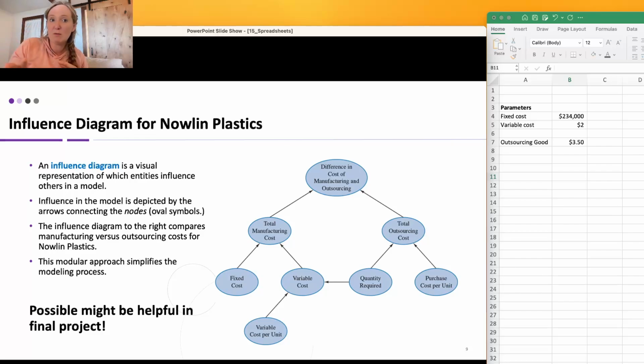So some ways you can think about it is to look through an influence diagram. This might be helpful as a visual representation, especially for your project. When we're thinking about differences in cost of manufacturing or outsourcing, this is influenced by the total cost of manufacturing in-house and the total cost of outsourcing it. Each of these is influenced by the fixed cost and the variable cost per unit for manufacturing, and the outsourcing is affected by the quantity required as well as the purchasing cost per unit. So this might be a helpful representation to understand how things influence one another, and a good way to incorporate that into your final project.